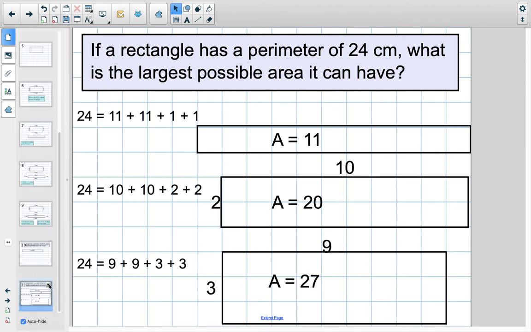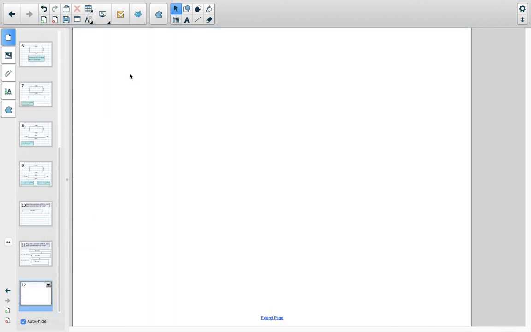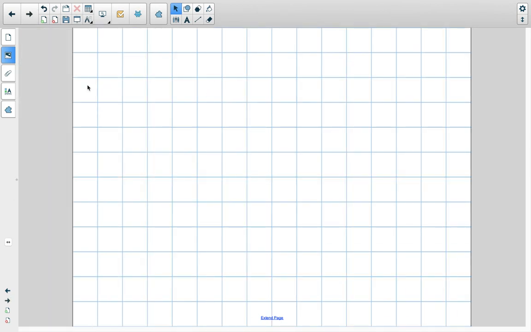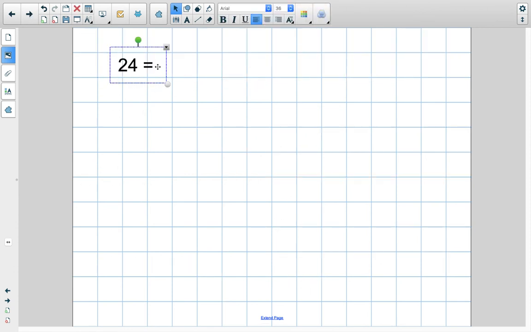So let's take another shot at this on a blank page here. I still need my 24, but I want to go big on the smaller side and shrink the larger side. So I went 3 and 9, so 9 and 3. If I go up again, it's going to be 8 and 4. And then if I go up again, it'll be 7 and 5.